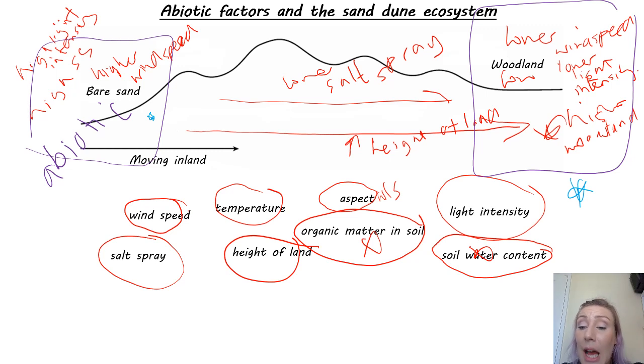Okay, so this links into diversity as well. We know that there'll be quite a low species richness on the bare sand compared to the woodland, where we'll have a high species richness as we've got a larger number of species. So it links into all the topics.